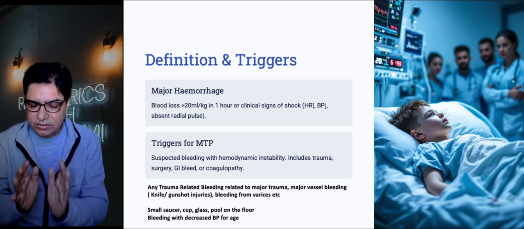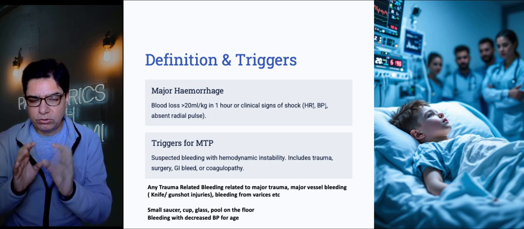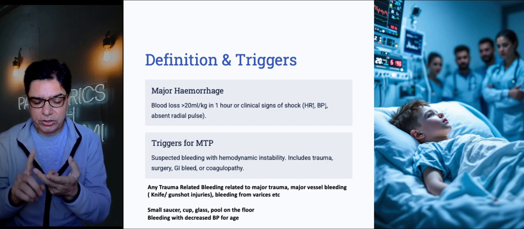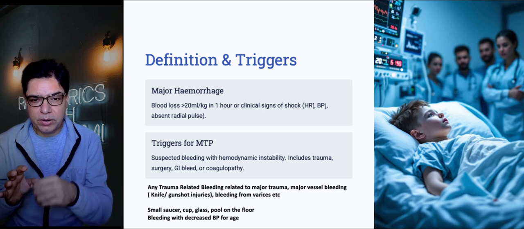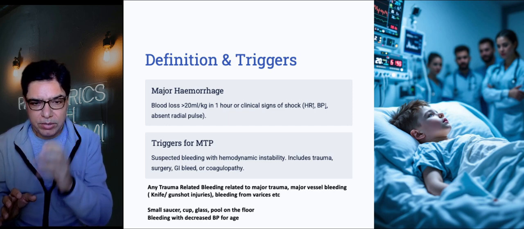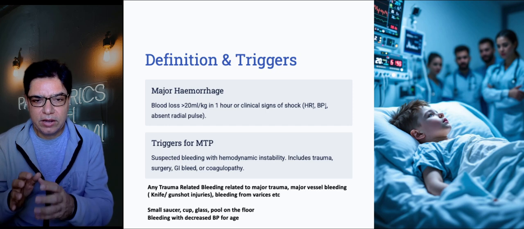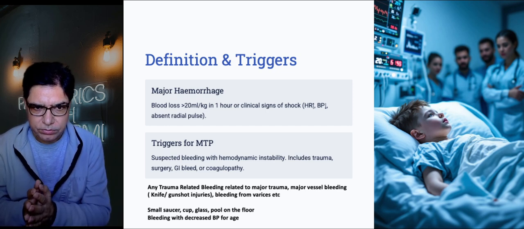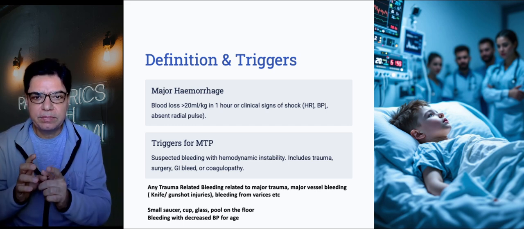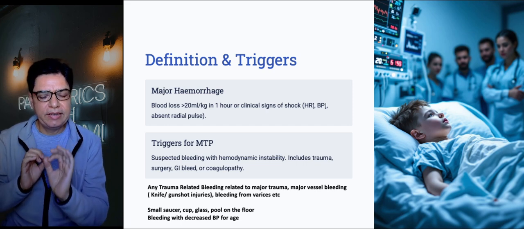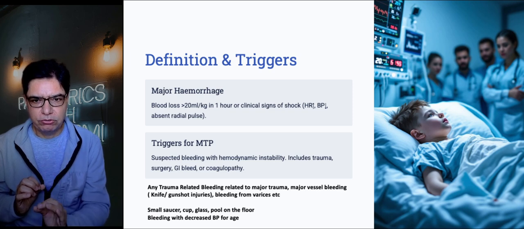For ED, this is the definition: whosoever comes with bleeding, has got evidence of shock in the form of increased heart rate, decreased blood pressure, weak pulses, that is major blood loss. Somebody who's got visible blood spurting out, pooling on the floor, that is major blood loss. Somebody who's got polytrauma, bleeding from it, like knife injury, that is major blood loss. So whenever there is major blood loss in an ED setting, remember that should automatically trigger the next thing, which is to activate the major transfusion protocol.